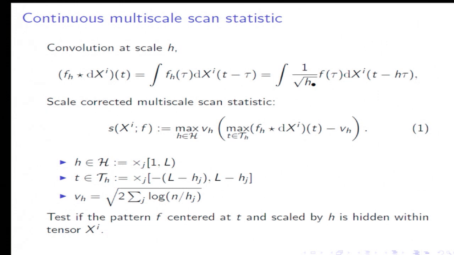Critically, what happens is we have to remove this location, but as the scale gets smaller, as this max gets larger, it actually concentrates more. It actually has a smaller standard deviation, which is why there's this multiplicative factor up here. Okay. So this is for a fixed pattern f, and this is the classical scan statistic with this multiscale correction.